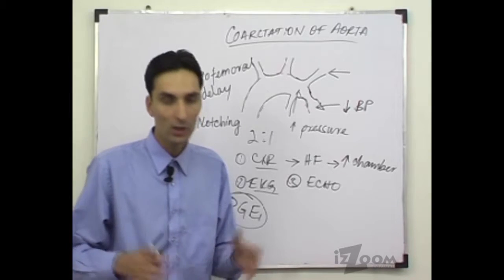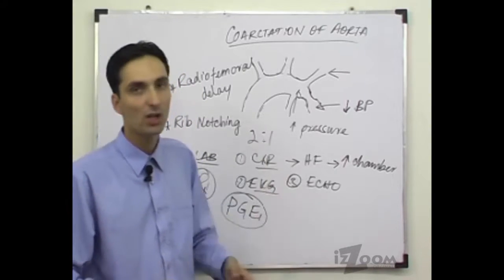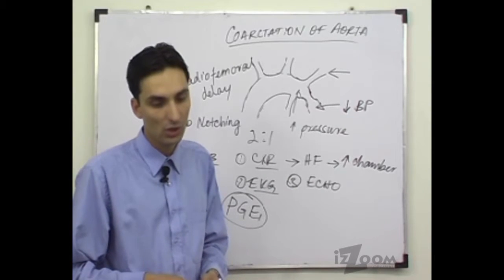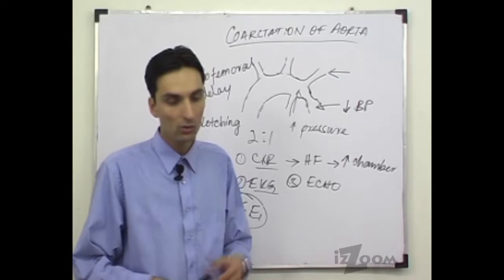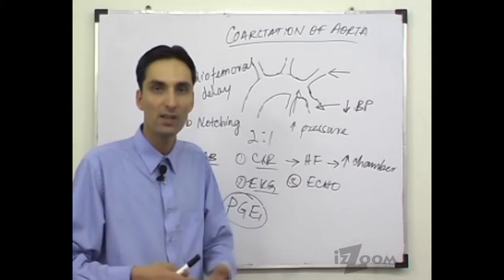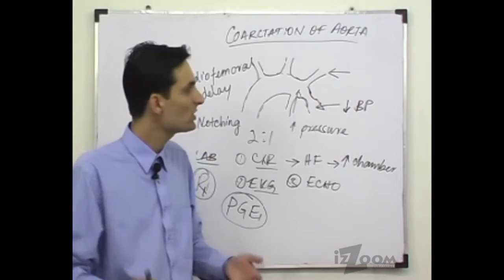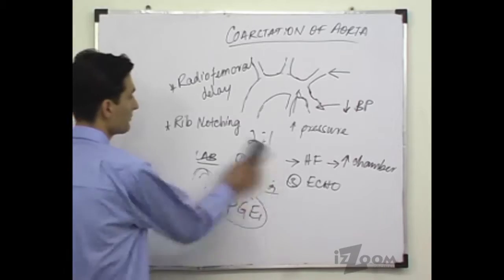Patients with coarctation, as I mentioned, develop hypertension, and due to that hypertension, they can suffer from coronary artery disease. They can also suffer from heart failure, encephalopathy, and intracranial hemorrhages. So these are a few complications of coarctation of the aorta.